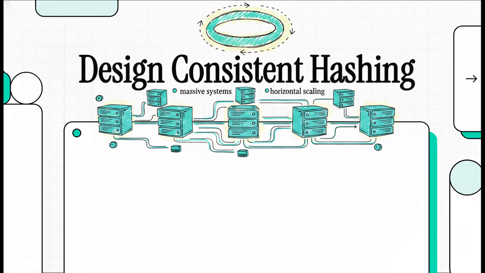Welcome everyone to this explainer. Today, we're going to dive into the absolutely fascinating architecture of consistent hashing. If you've ever wondered how the massive systems we rely on every single day actually manage to power horizontal scaling without completely falling apart, well, you're in exactly the right place.